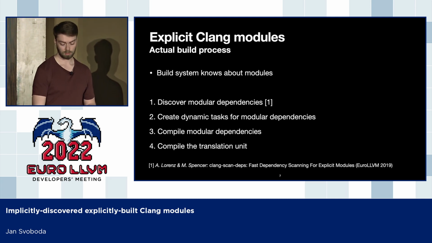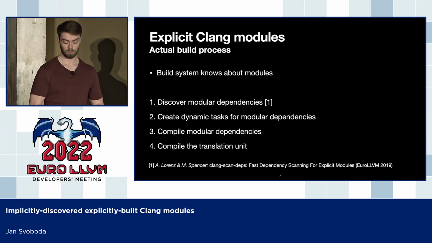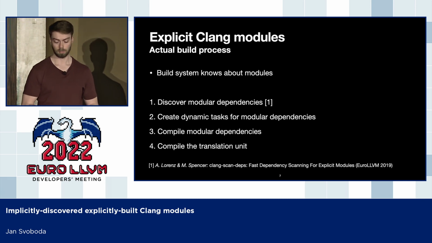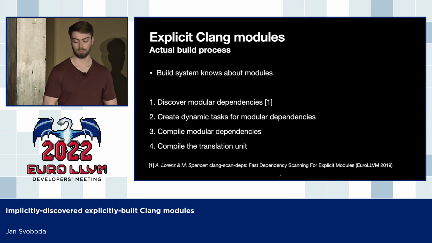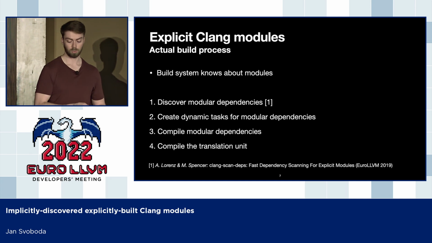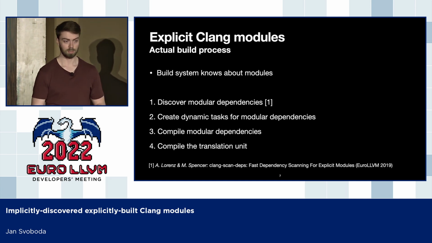With that, the build system then creates dynamic tasks for modular dependencies that each spawn Clang to precompile the module. When all dependencies have been built, the build system spawns the compiler for the translation unit itself. With this system in place, it's possible to take any project that works with implicit modules and compile it more efficiently using explicit modules instead.